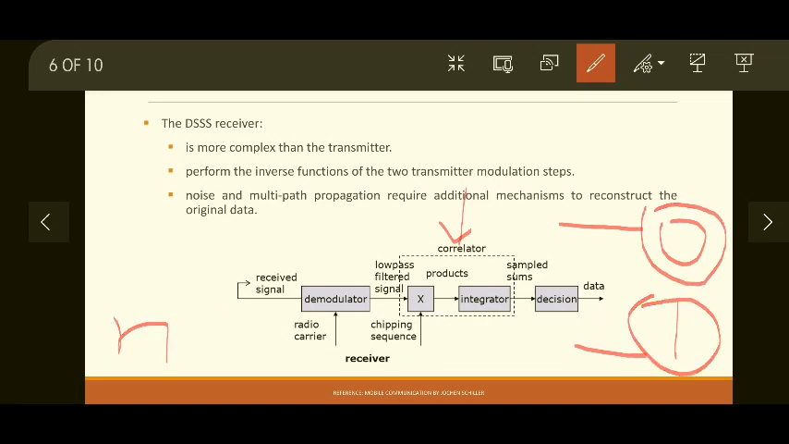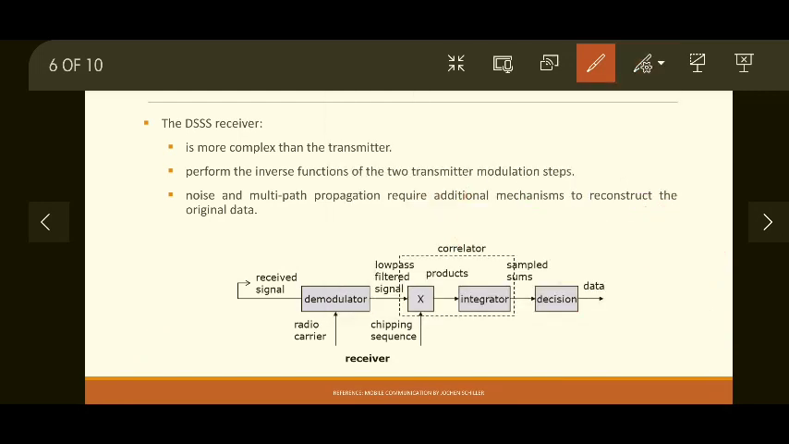Depending on the relation between the integrator output and the predefined levels of 0 and 1, a decision will be taken at the decision block and it will be decided whether the received data bit was 0 or 1. Okay, so the decision block will be responsible for deciding whether the received data bit is 0 or 1. So this is how this DSSS receiver works.